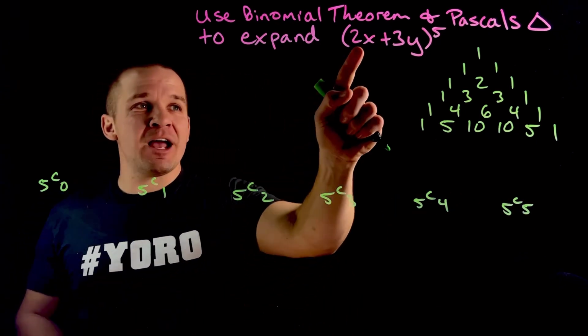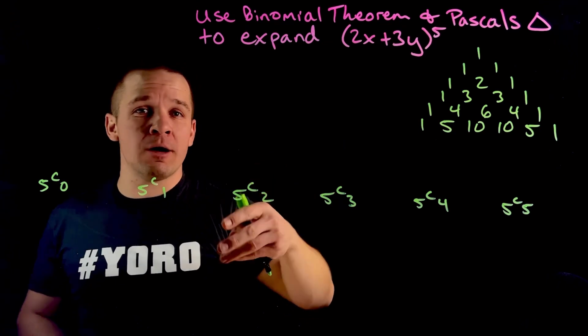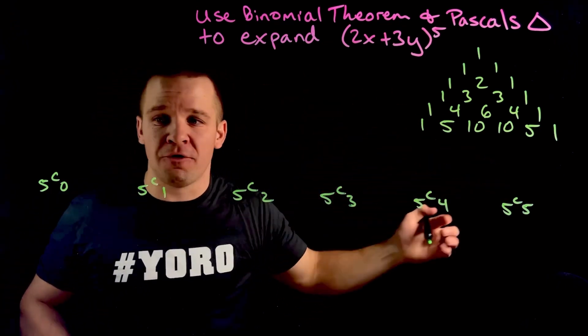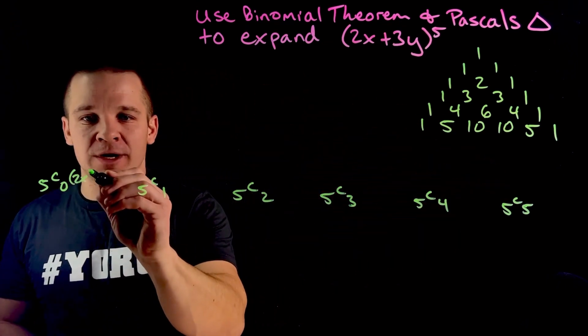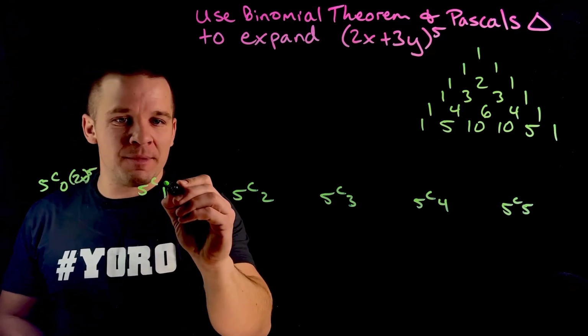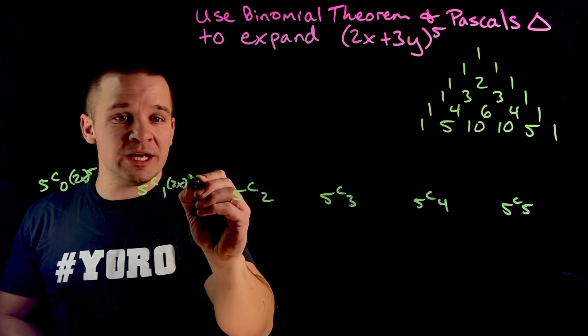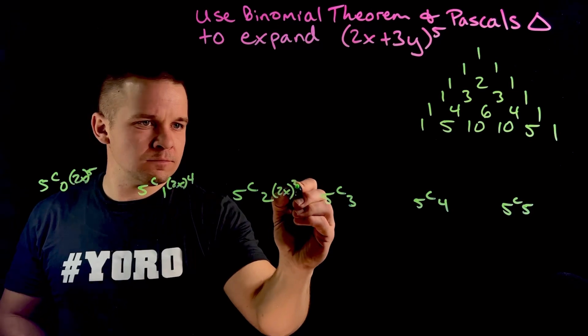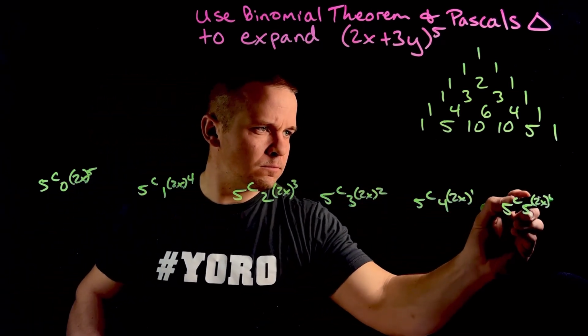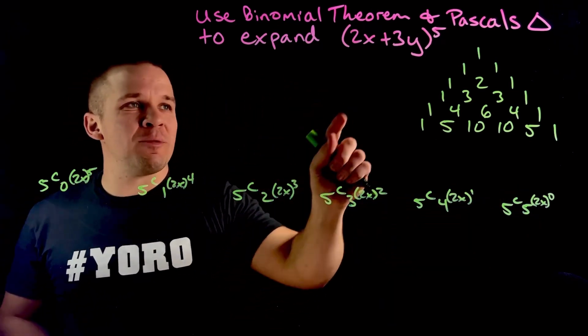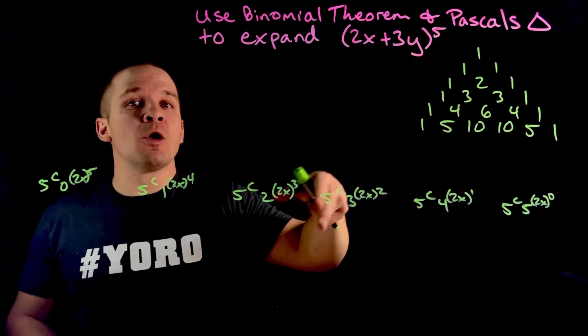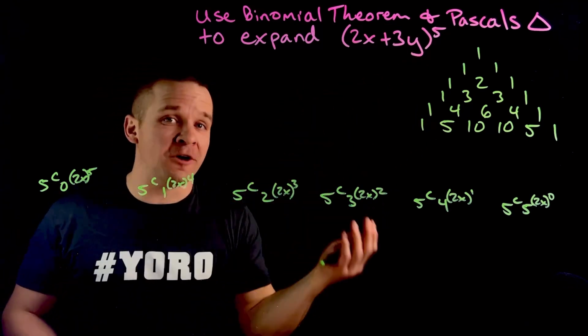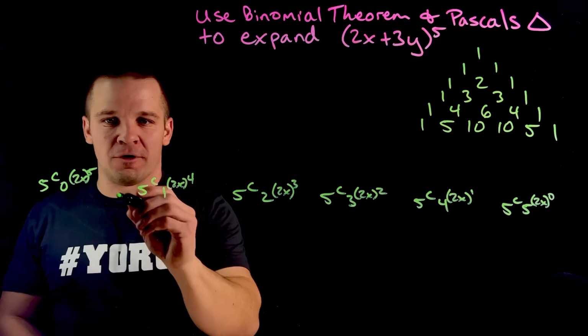Next up, my first term raised to the 5th power and then to the 4th, 3rd, and so forth. So I'm going to have 2x raised to the 5th power. Then I'm going to have 2x raised to the 4th power. All right. And then the next one here, we have our second term, the 3y. We're going to raise it to the 0 power, then to the 1st, then to the 2nd, and so forth.